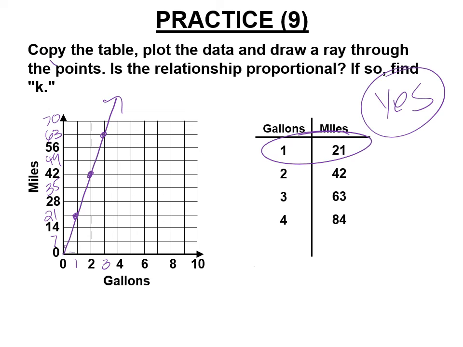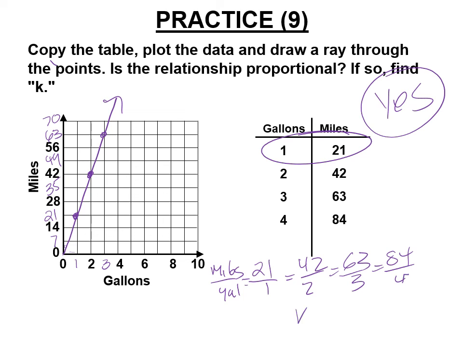What's K? Well, it's 21, right? We have 21 over 1, right? It's miles to gallons. 21 over 1, we know what it is. It's 21, but I'm just going to show it. All of those better equal 21, and they do. So K is 21.